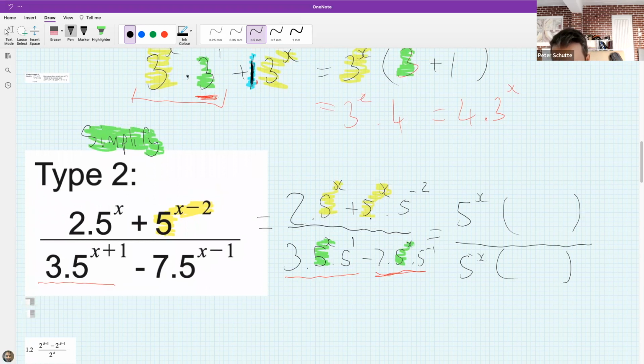Now, we're not done. Let's go back to the top. What do you think is going to go inside the top, the numerator's bracket? I want to know where this blue thing is. What do you think is going to go in there?